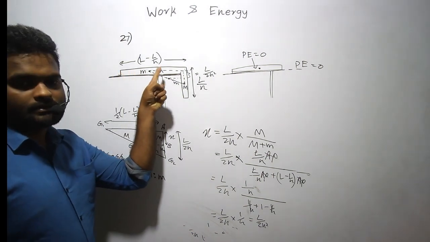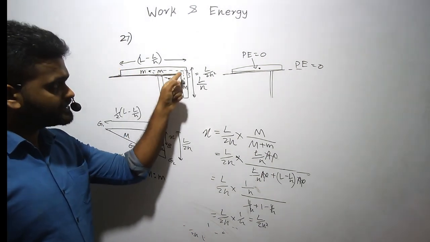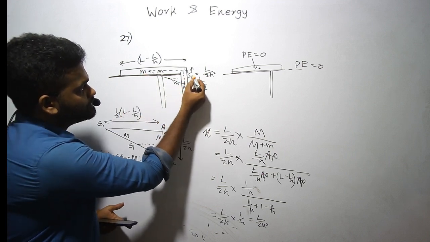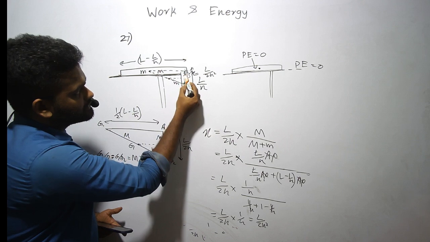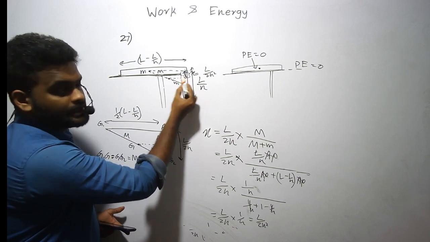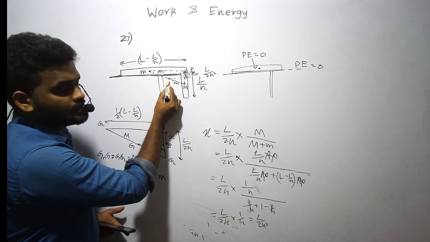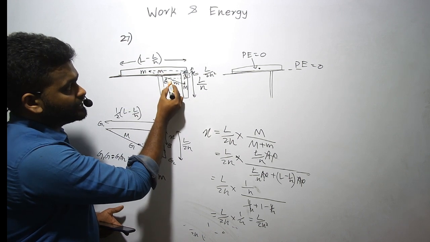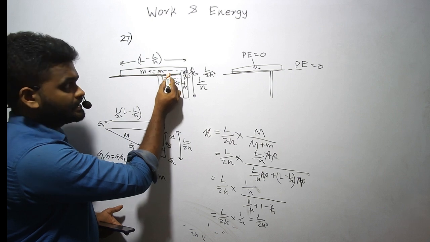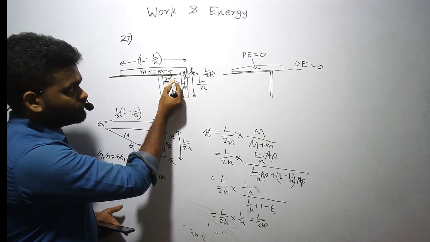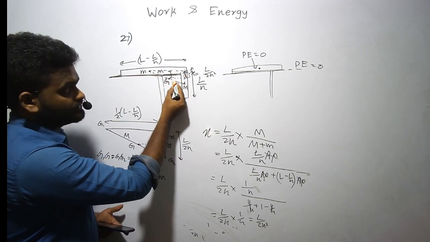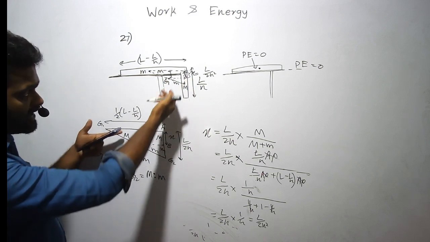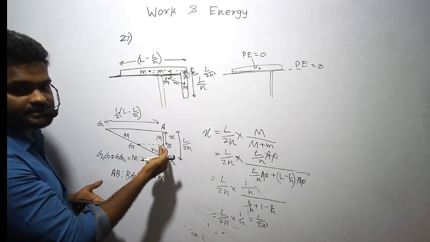So the total length is capital L, right? So the goal here is to find this small x, this height. That is what we need. This is the position of the center of gravity of this object. So we need to find how much lower it is than this level. So that is x. That is what you need to find. So I just enlarge this triangle in order to find x.